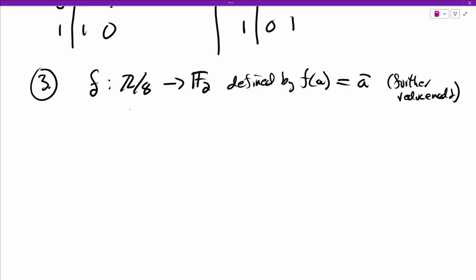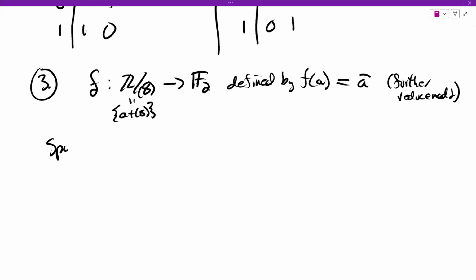Now, Z mod 8 itself is equivalence classes. This is like Z mod the ideal generated by 8. So elements here look like A plus 8Z. Now we don't necessarily think like that with Z mod n, but that's ring theoretically what the elements look like. So we have to check that this function is well defined before we prove it is an epimorphism or anything like that. So let's do exactly that.